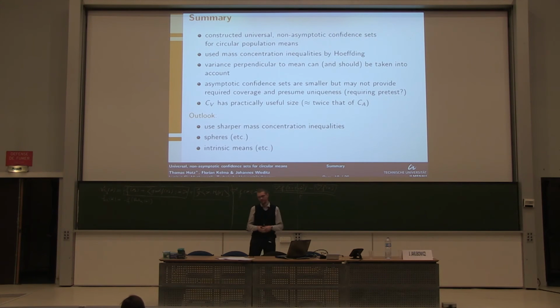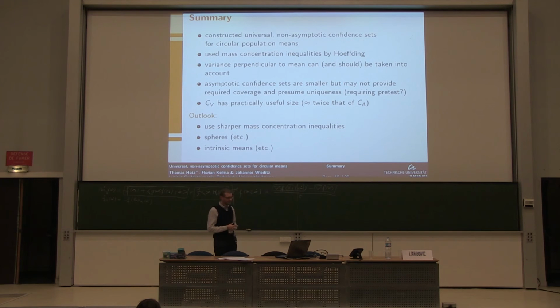All right, so to sum up, you can construct such universal non-asymptotic confidence sets if you use mass concentration inequalities and you take the variance into account. That can be done as well. And obviously they guarantee coverage, which might easily go wrong on such a set as a circle, even if you have 100 data points. I hope you agree.